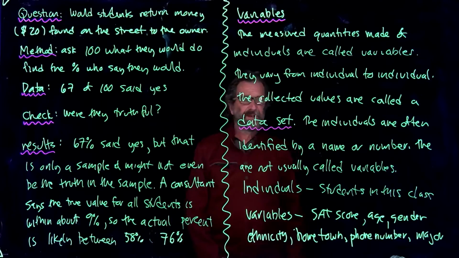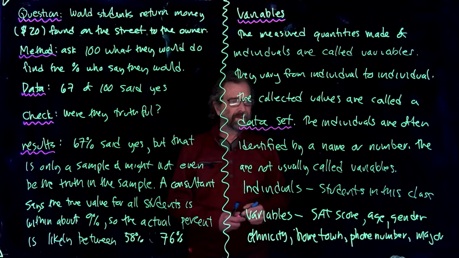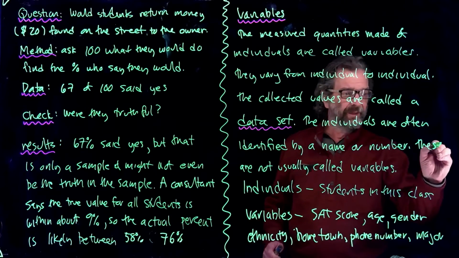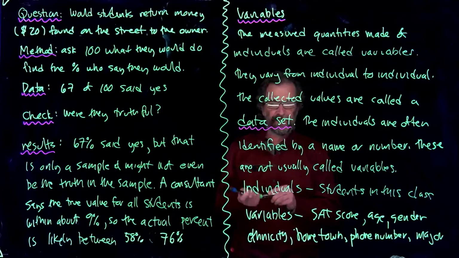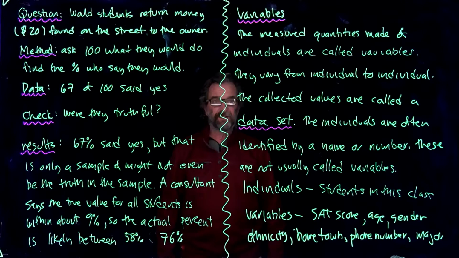The individuals are often identified by a name or number. These are not usually called variables because they're just names and numbers. They're not something that's varying because of the thing we're trying to study. It's just a way of keeping track of who or what we contacted.